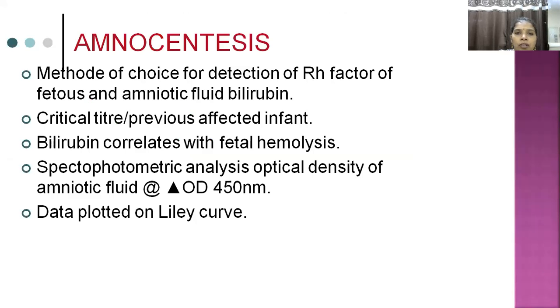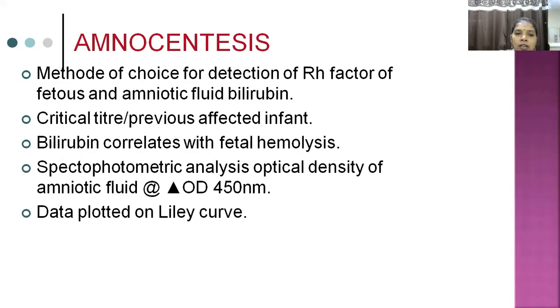Amniocentesis is the method of choice for detection of the Rh factor of the fetus and amniotic fluid bilirubin. It is indicated in case of critical titer or previous affected infant. Bilirubin correlates with the fetal hemolysis. Spectrophotometric analysis measures the optical density of amniotic fluid at 450 nanometers.